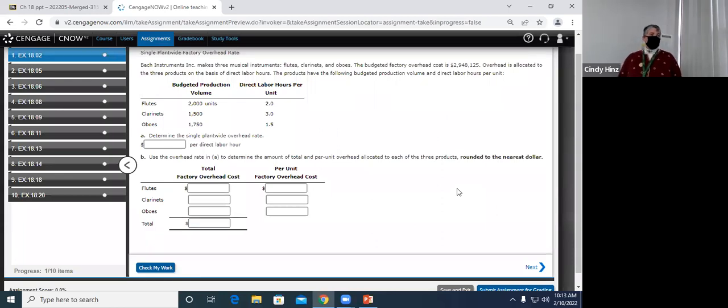Bach Instruments Incorporated makes three musical instruments: flutes, clarinets, and oboes. The budgeted factory overhead cost is $2,948,125. Overhead is allocated to the three products on the basis of direct labor hours. That is their cost driver. The products have the following budgeted production volume and direct labor hours per unit.